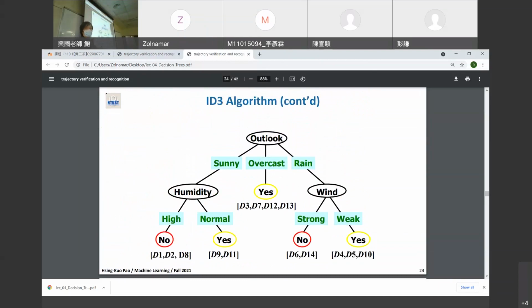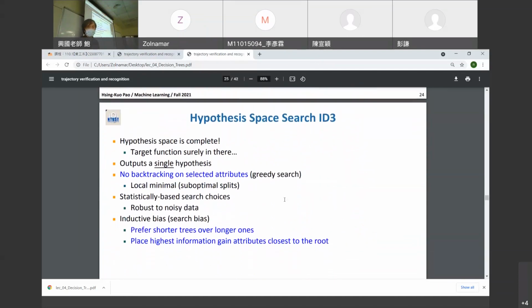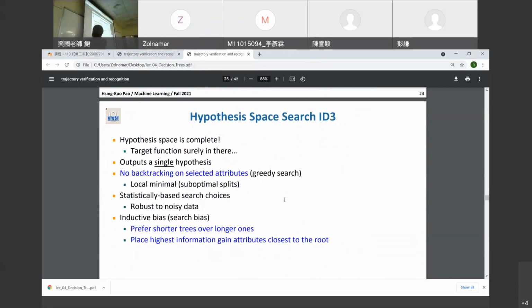Humidity is the one, right? Maybe we can try to change over to some other attribute. Okay, yeah, so that's something we can check, right? But you need to make sure that if we allow backtracking, this can be done back and forth. Which means that in some sense maybe it takes longer time and sometimes it never ends, right? So that's not so good.